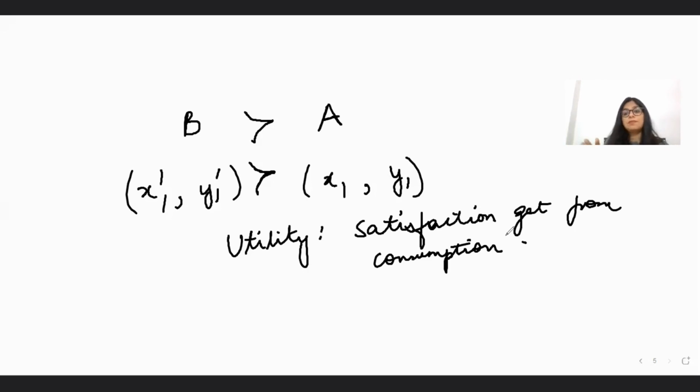Your consumption bundle can consist of only one commodity. That's also a consumption bundle. My consumption bundle can consist only of pizza. It can consist of two commodities, pizza and cold drink. It can consist of four commodities: pizza, cold drink, dresses, television or Netflix. That's up to me, what my consumption bundle holds for me. But the point here is that utility is the satisfaction you obtain from that consumption bundle.